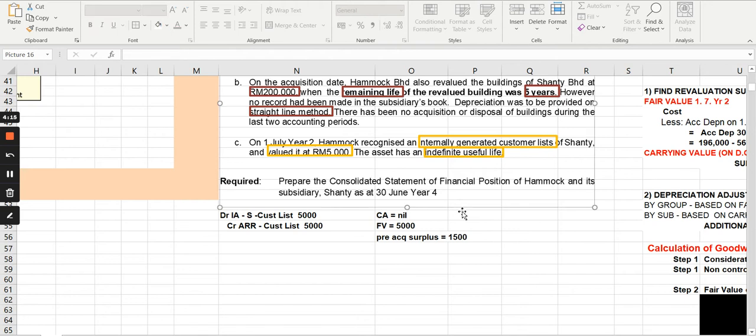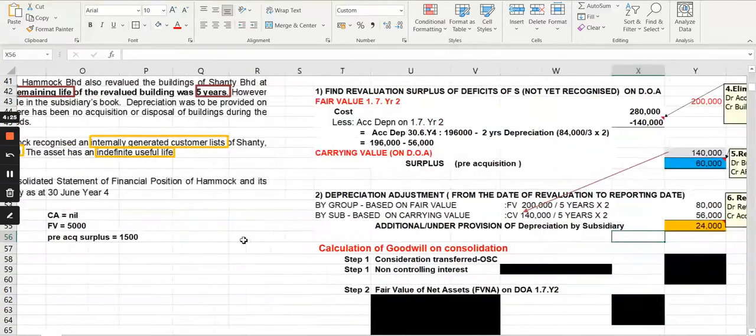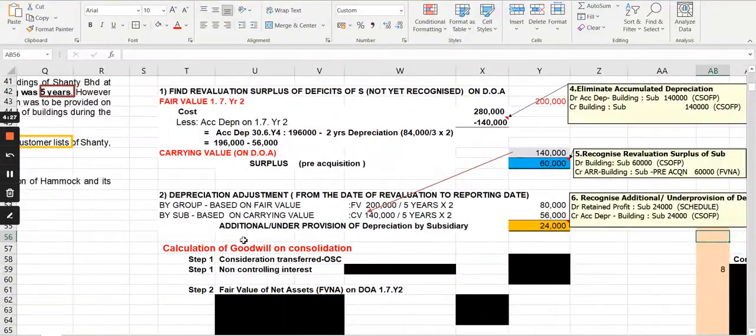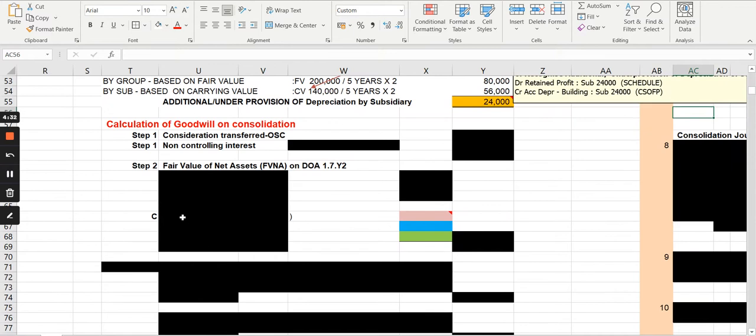And that asset revaluation reserve will not be recognized. What will be recognized is the intangible asset. The asset revaluation reserve, since it is a pre-acquisition surplus, we need to go and eliminate when you prepare the group financial statement. So let's look at what is the impact of that in the calculation of goodwill.